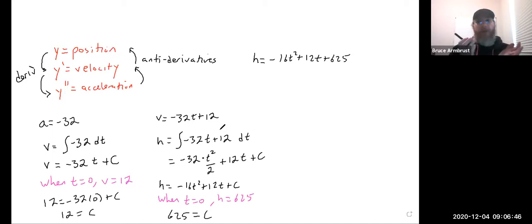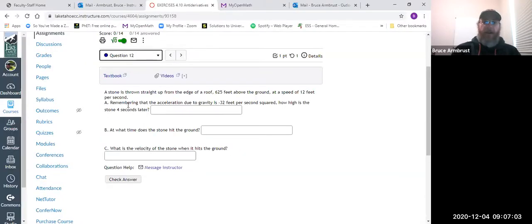All right, so now we can answer all these different questions, right? Now that we've actually got that position function, let's just go back real quick. Think about what we're going to do to answer these questions. So for part A here, how high is the stone 4 seconds later? Well, remember that formula we just got. Plug in t equals 4. For part B, at what time does the stone hit the ground? Well, we'll take that equation that we just developed and set it equal to 0 because the height of the ground is 0.